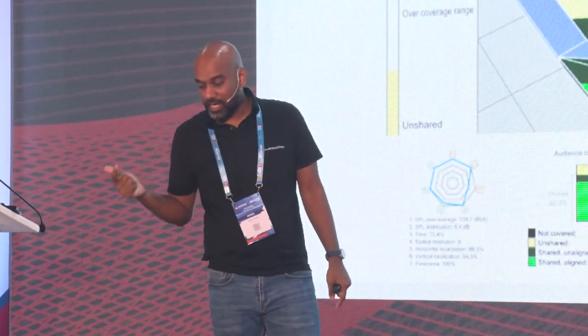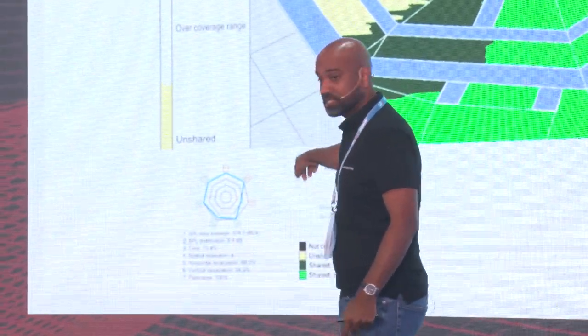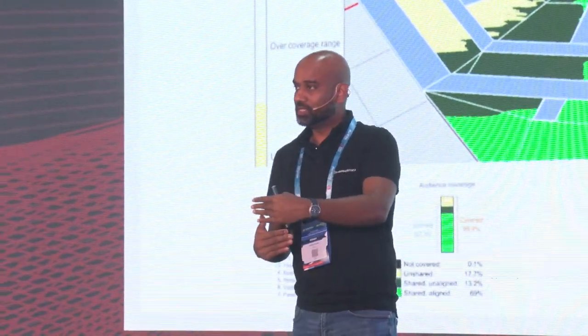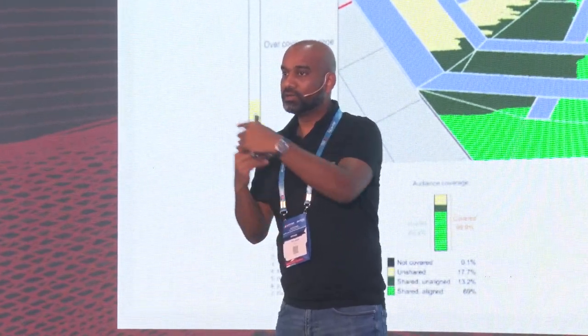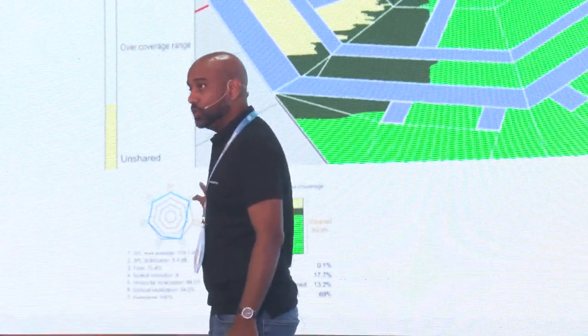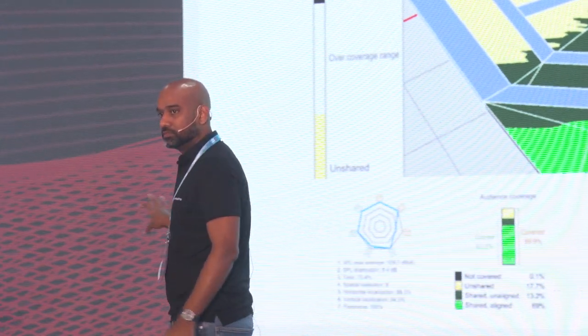There are things like time. There's things like spatial resolution, vertical resolution, horizontal resolution, in the way of just numbers. So when you're designing and you've made a change, you can see whether these numbers are improving or degrading, so it'll help you. These numbers also help you go up to stakeholders, the production manager.